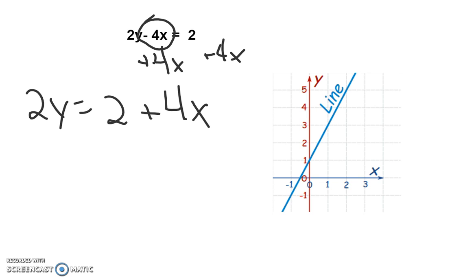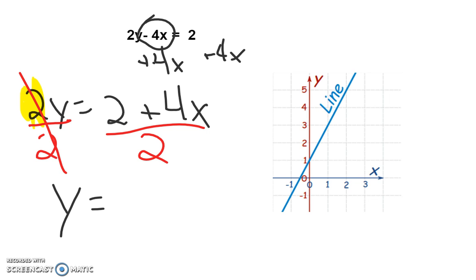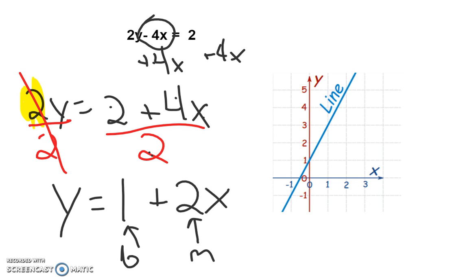Then my last step here would be to get rid of this 2. To get rid of that 2, I can divide by 2 because it's going to cancel it out. Then over here I can divide everything by 2. So I would be left with just y over here equals 2 divided by 2 is going to give me a 1. 4x divided by 2 is going to give me a positive 2x. And if I look at this, I've got my b value, which is a 1. I've got my m, which is a 2.